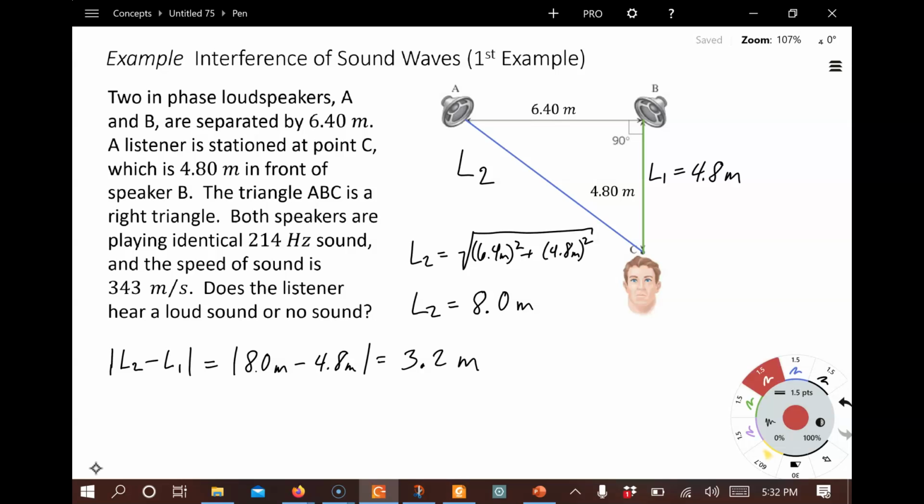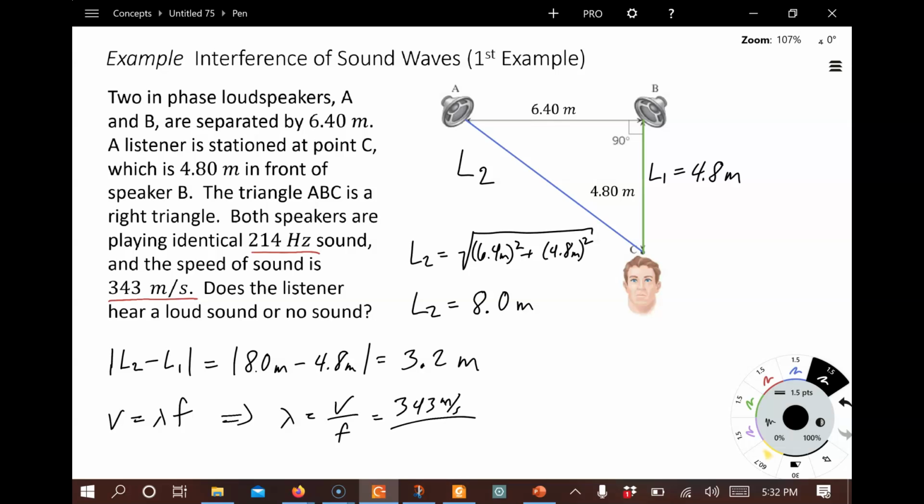In this problem, we haven't been given the wavelength, but we have been told the frequency and the speed of the waves in sound. And so we'll use the fundamental equation that relates speed, wavelength, and frequency to solve for the wavelength here, which is going to be the speed divided by the frequency. The speed is 343 meters per second, and the frequency is 214 hertz, but a hertz is a 1 per second, which allows us to cancel our seconds out. We'll be left with meters as we should be.